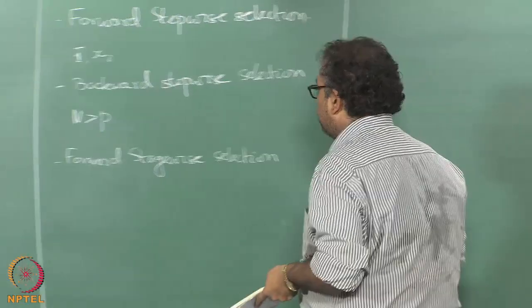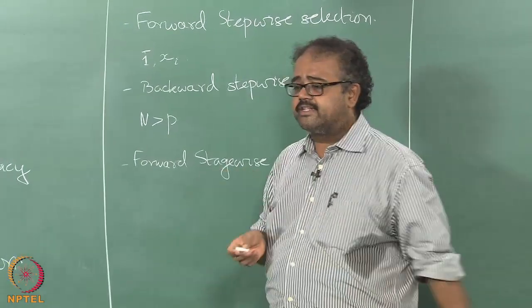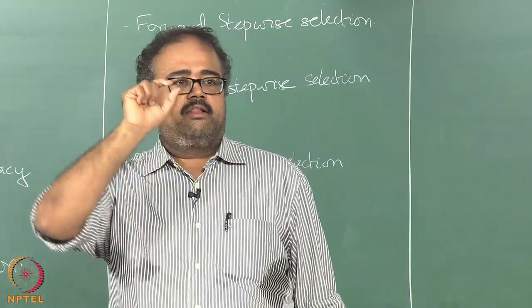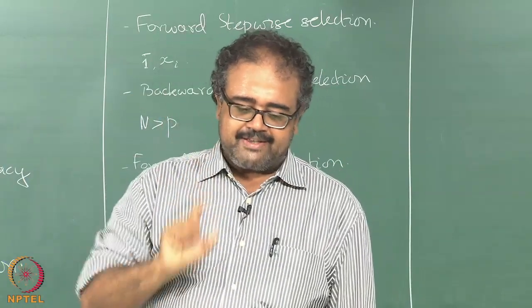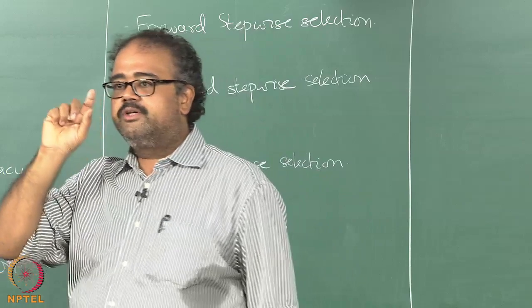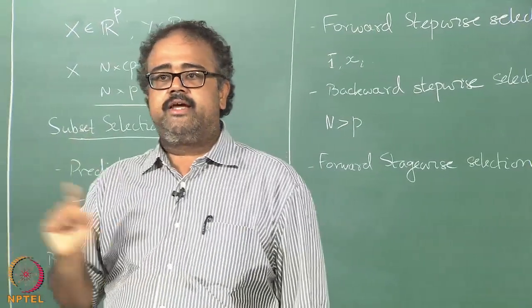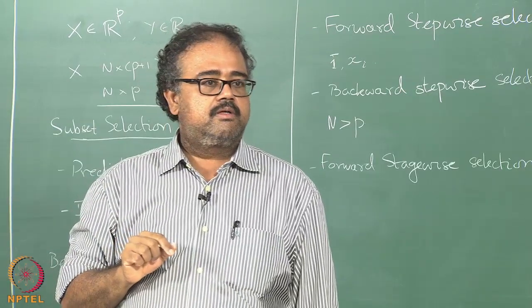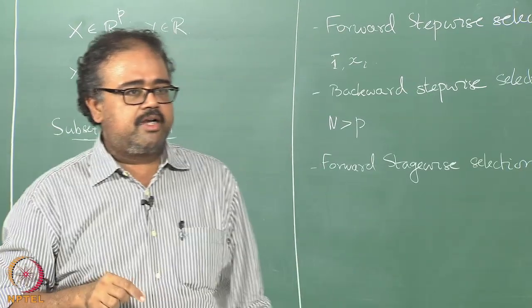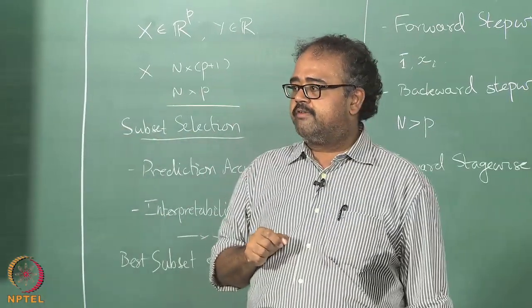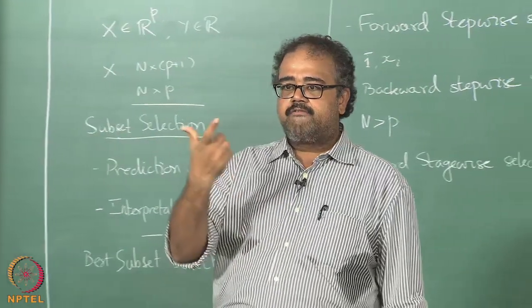Right. So, it is called forward stage wise selection, where at each stage you do the following. On the first stage, you pick the variable that is most correlated with the output, and then you regress the output on that variable. Find the residual.